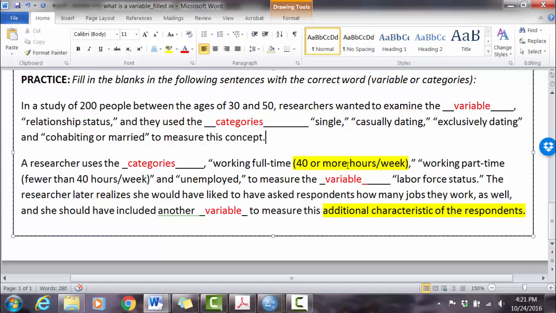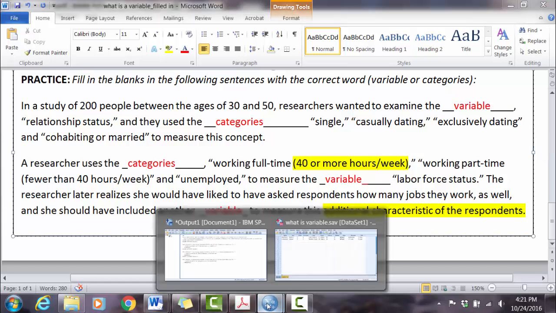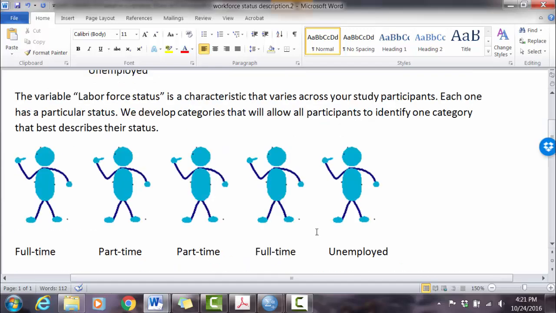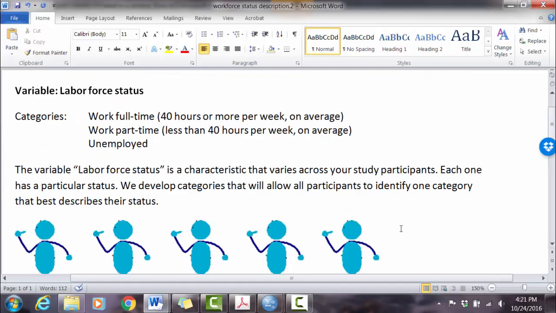So the researcher realizes, after gathering this information, that she wishes she would have gotten more detail, and you can do that by having a second variable. I just really quickly want to show you what that would look like in GSS. Let me throw this up really quick. So here's what I'm talking about in a different way of thinking about it.